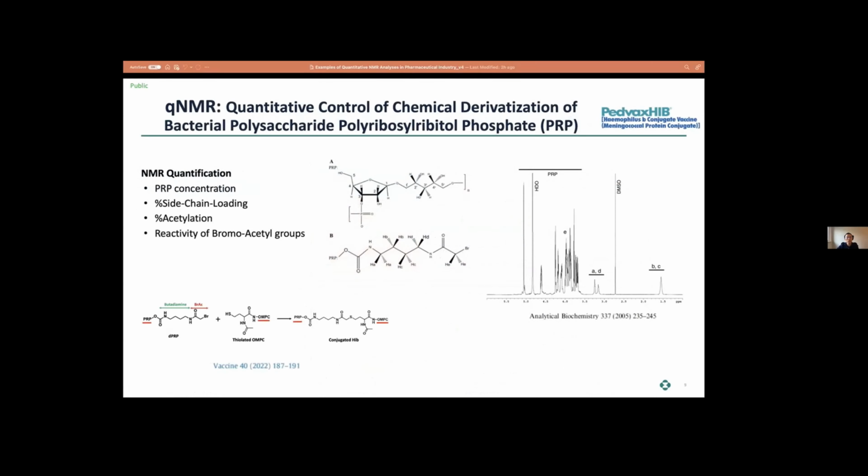Here I'm switching to another aspect, using quantitative NMR for vaccine product release, for example. In this case, we also monitor the process of making the conjugate vaccine. It's a bacterial polysaccharide, and essentially it has to be linked to a protein to make a conjugated vaccine to give immune boost effects. This is a pediatric vaccine, with Haemophilus B bacterial polysaccharides conjugated with meningococcal proteins.